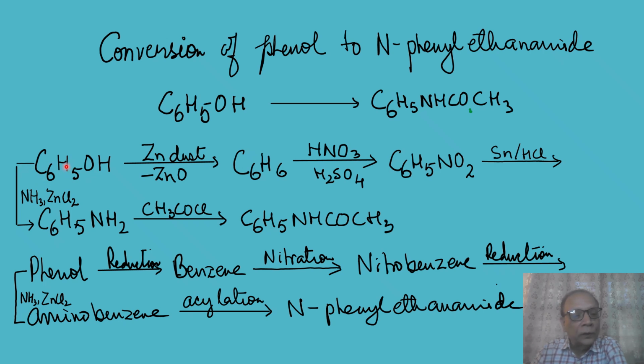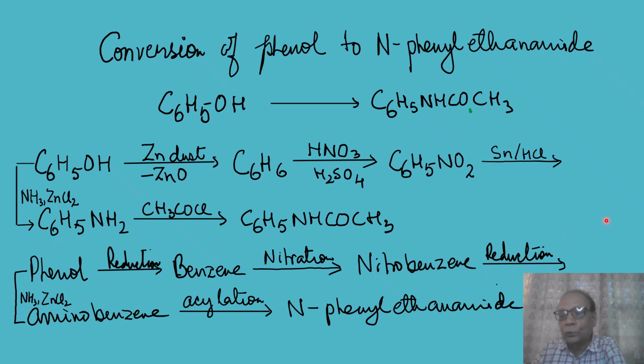We can also follow the route from here, C6H5OH, that is phenol. We can heat phenol with NH3 in presence of zinc chloride and we get C6H5NH2, which is aniline or aminobenzene. That's the IUPAC name of C6H5NH2, which is acylated to phenyl ethenamide or N-phenyl ethenamide. The word reactions have been shown here for your purpose.